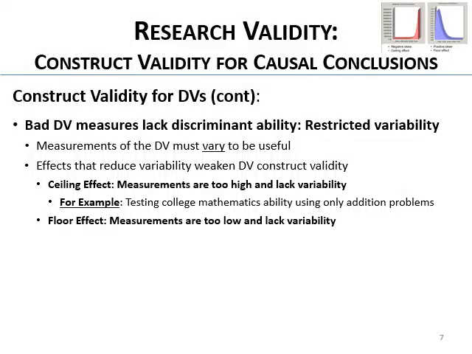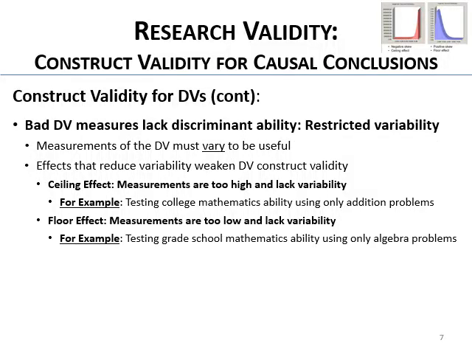So the opposite of that is what we call a floor effect, and this is where everyone blows it or gets a low score on your dependent variable. And so again, the problem is if it's like the blue distribution up top. Everyone gets a low score. There isn't much variability across the full range, and so you can't detect differences between your groups, and you have cruddy construct validity for your DV.